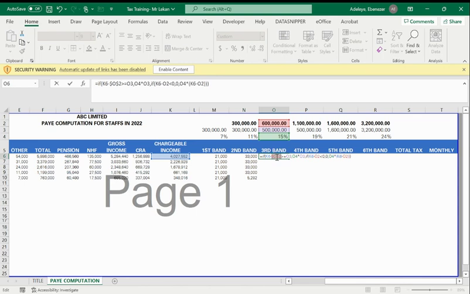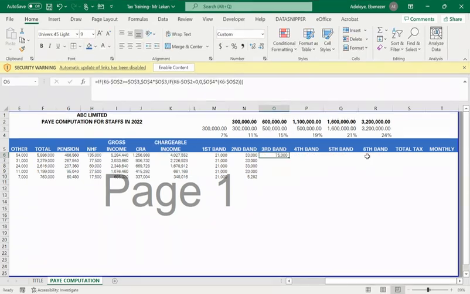O2 is going to be fixed, O3 fixed, O4 fixed, O3 fixed, O2 fixed, O4 fixed, O2 fixed. So I can copy down easily. I see that this third one now, it didn't even enter the third band because it did not exceed.